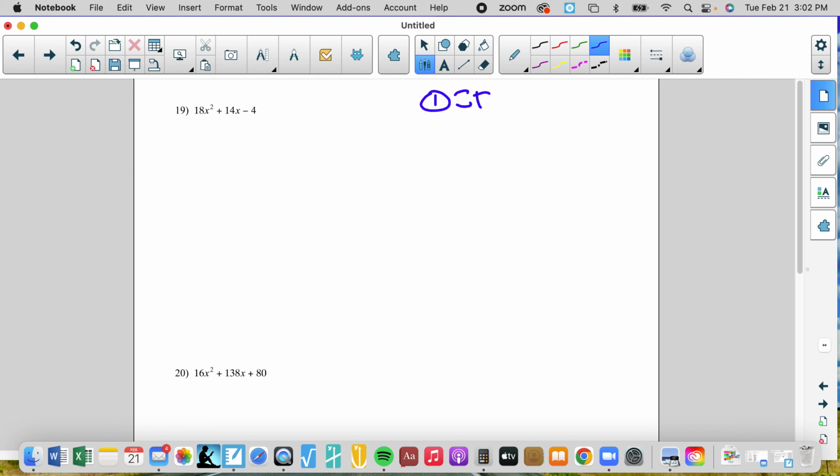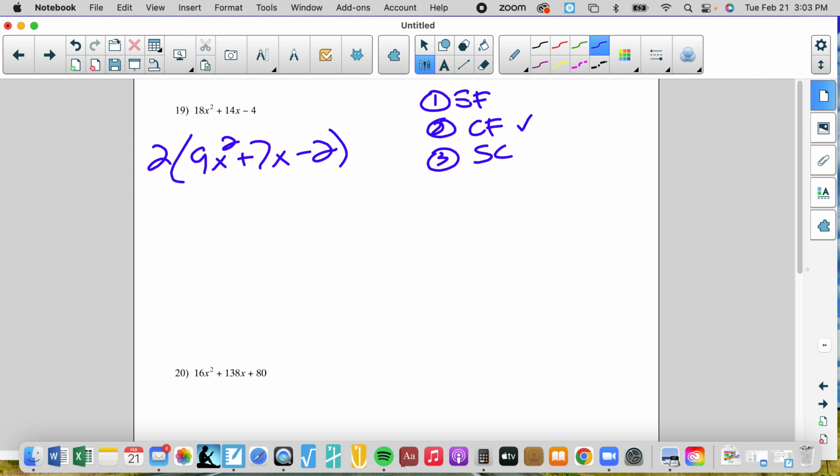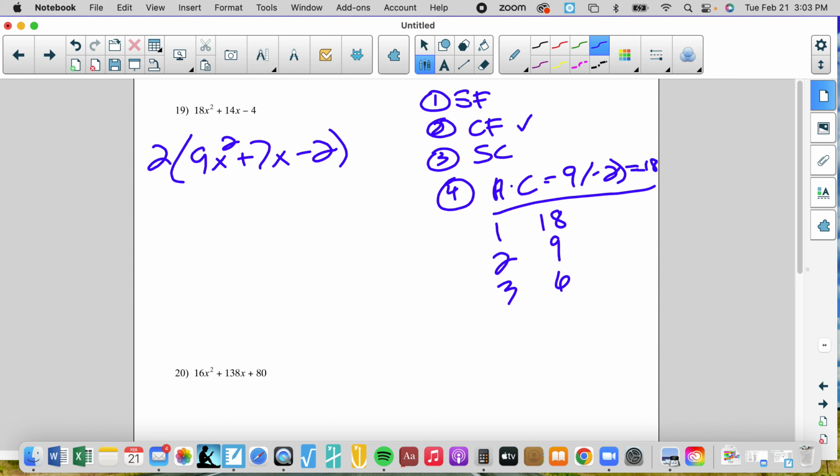Standard form, yes. Common factor, yes. Let's factor out a 2. We get 9x squared plus 7x minus 2. Looking at those 3, that was the common factor. No perfect, 9's perfect square, but 2 is not, so not a special case. a times c is 9 times -2, -18: 1 and 18, 2 and 9, 3 and 6, 4, no. Signs are different, bigger is positive, minus, we get 7.